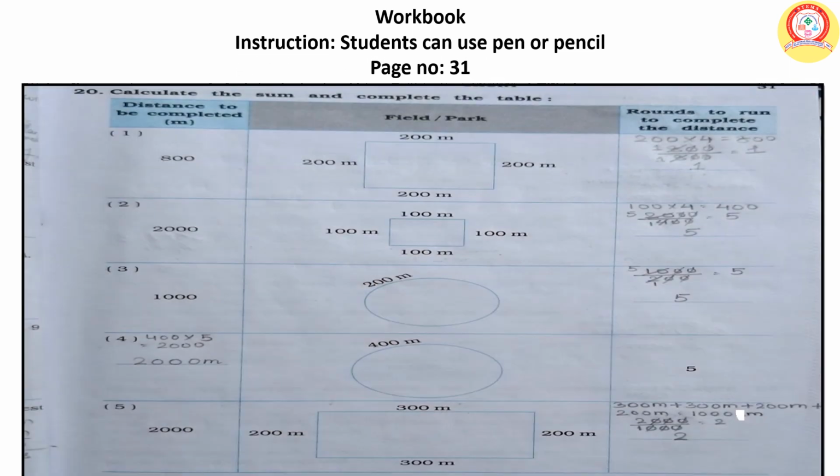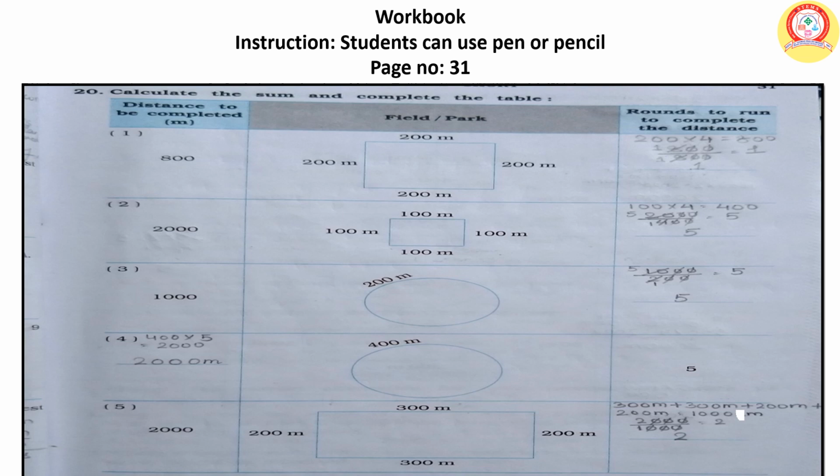Page number 31, question number 20. Calculate the sum and complete the table. In the first question, the distance to be covered is 800 meter. The distance of the field is 800 meter, as 200 multiplied by 4 is equal to 800 meter. Now we will see how many rounds are required to cover 800 meter. So we will divide distance to be covered by the length of the round. 800 divided by 800, we will get 1 round to run to complete the distance.